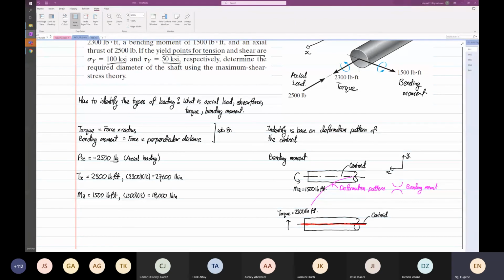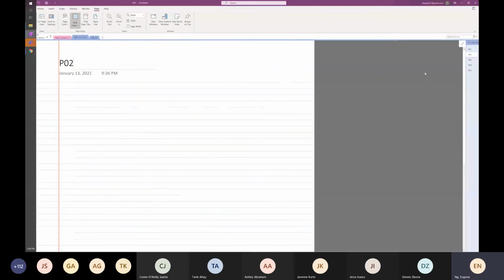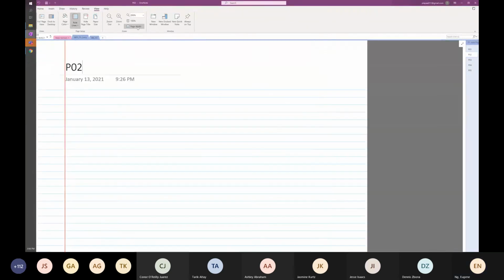Next, from this loading we are going to calculate our stresses. So I'm going to go to the next. We are going to calculate the stress state.